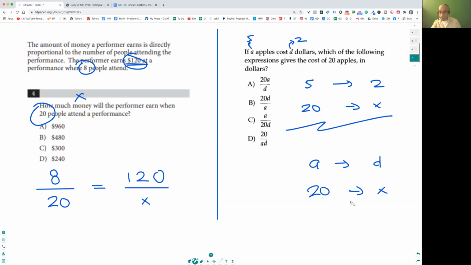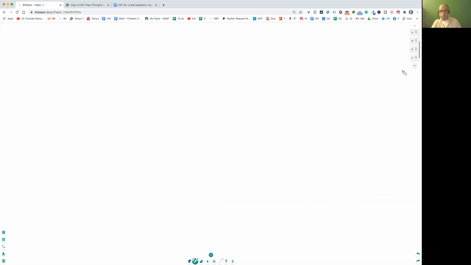So how do you do this? Same deal. What I told you, remember, anytime you have variables here, just plug in numbers, life becomes so easy. And now AX is equal to 20D. And so X is going to be, I just take A over here, so 20D over A, and that's why B is the correct answer. So remember, variable problems look super easy. I've got tons of these problems for you. So look at the practice problems I'm going to send at the end of the session.